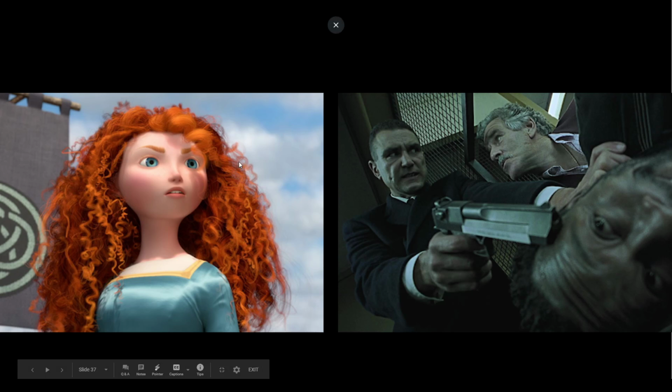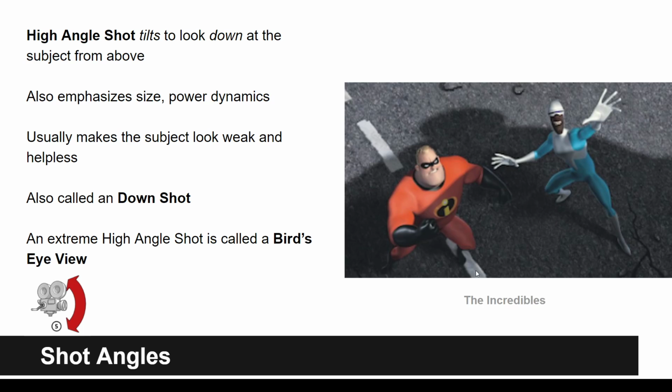So this example from Brave, the moment of triumph for the character, is a slight tilt up, a slight up shot. And then we have this extreme low angle shot from Snatch, I think it was. Very stylish, very exaggerated and extreme. Again, it's a stylistic choice, but it also creates this power dynamic between this character and this character right here.